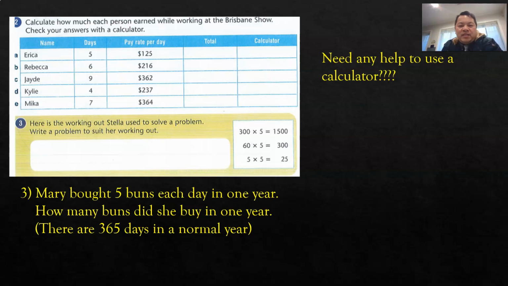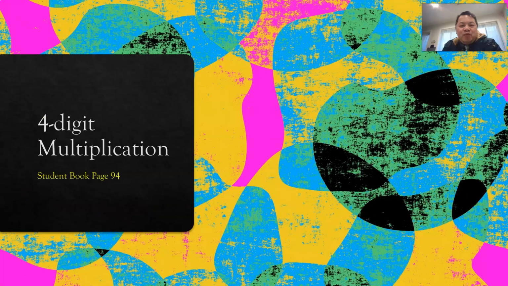So Mary bought 5 buns each day in 1 year. How many buns did she buy in 1 year? So it so happened you are making use of 365 here, isn't it? So that's why I can put together this question. Okay, moving on to the next part, which is 4-digit multiplication.